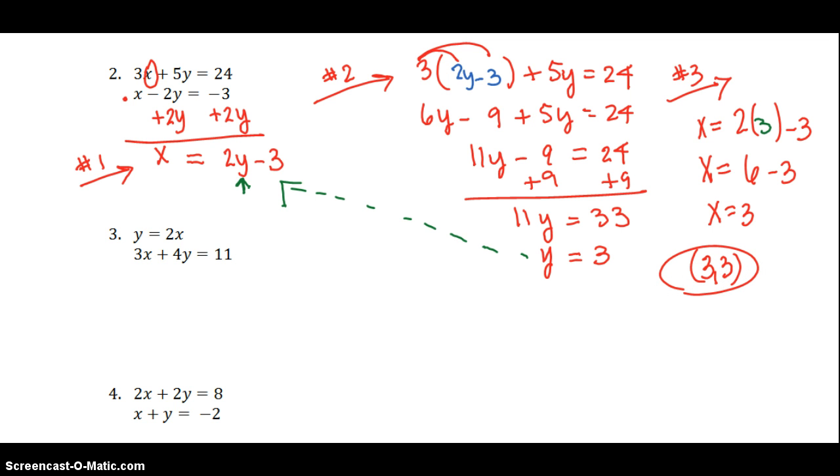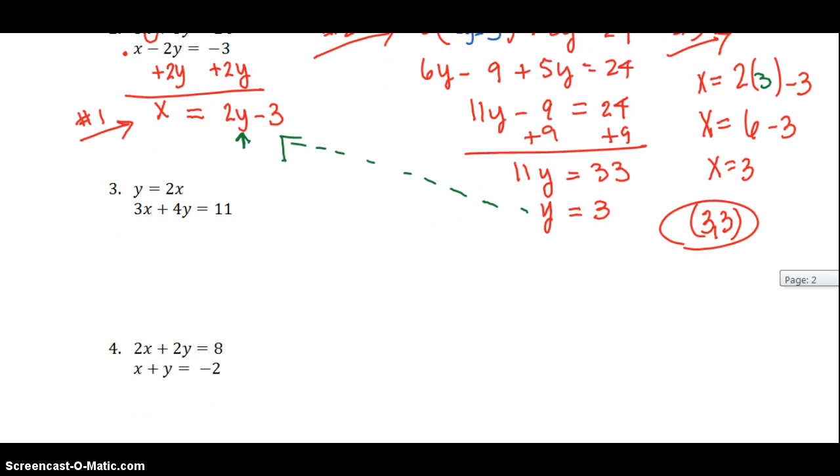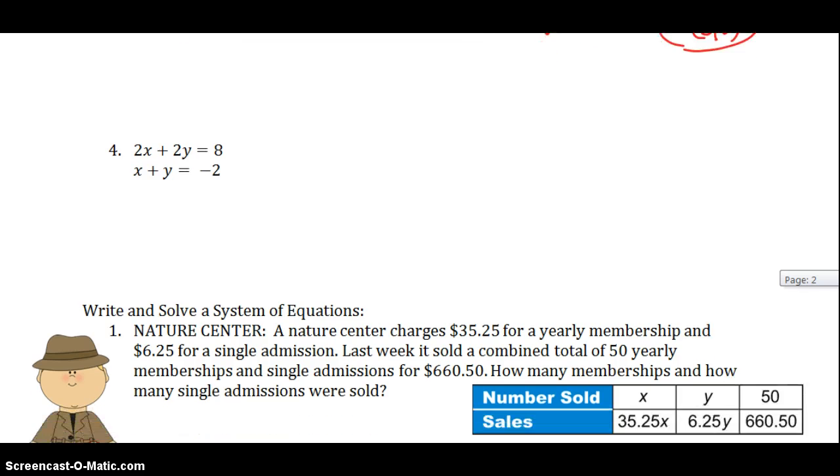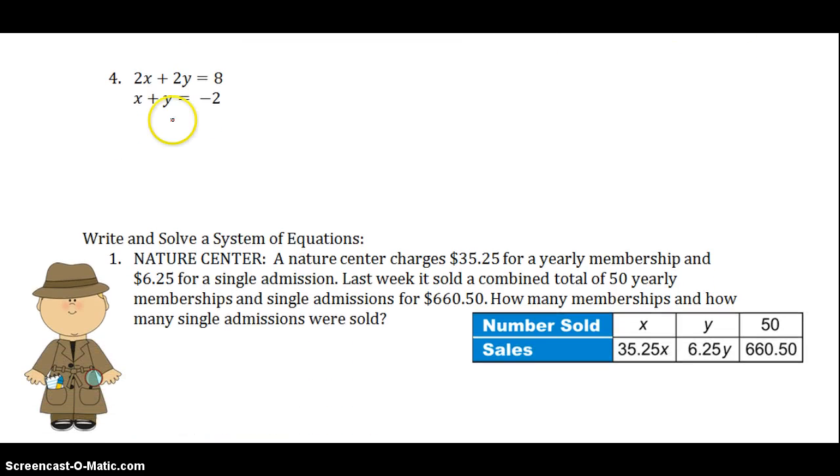I'm going to let you do number 3 on your own because it's fairly easy. The y is already isolated there. And I want to look at number 4 with you and one of the word problems. So number 4, when I look at these two equations, the second one is the one I prefer. So I'm going to just leave y where it is, take my x over, make it -x minus 2.